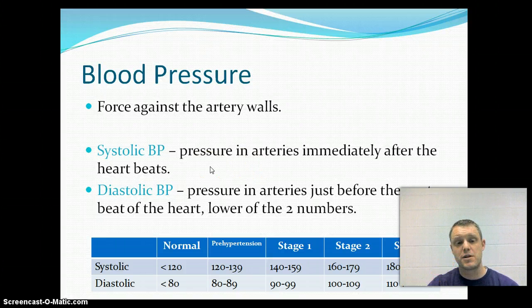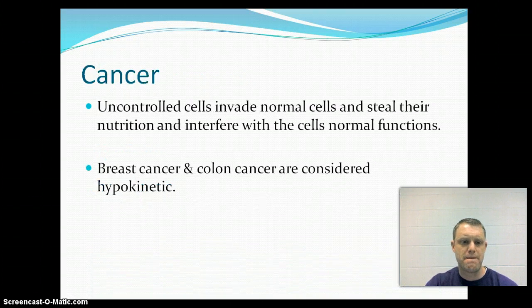To find the systolic blood pressure, they use the blood pressure cuff, but it is actually the pressure in the arteries immediately after the heart beats. So the heart beats, and then they're taking a look at the pressure in the wall of the artery. The diastolic is the pressure in the artery just before the next heartbeat. So it beats, and then right before it beats, that's the diastolic blood pressure.